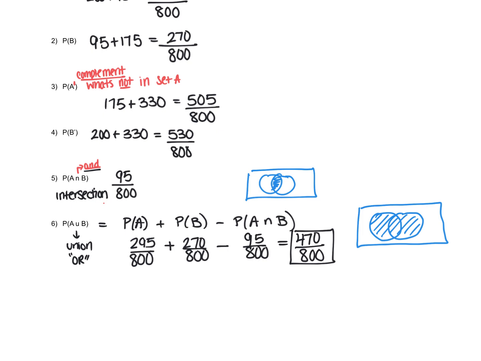Let's see that it's the same. So we'll actually take our 200, our 95, and our 175. So let's check it out. 200 plus 95 plus 175, that definitely gives you 470. And since we want the probability, we have to divide it out by the 800. So honestly, all you really need to know is that the and is the intersection and the or is all of the elements inside both of the circles.